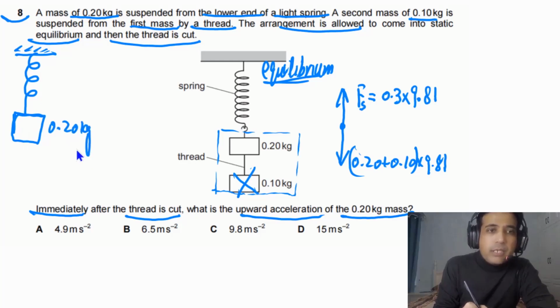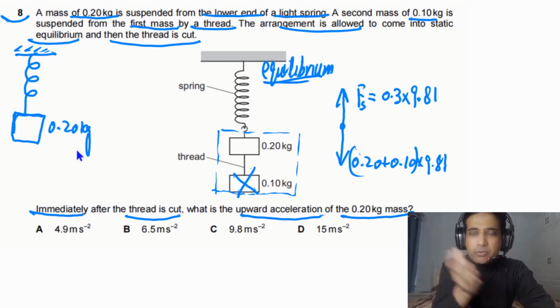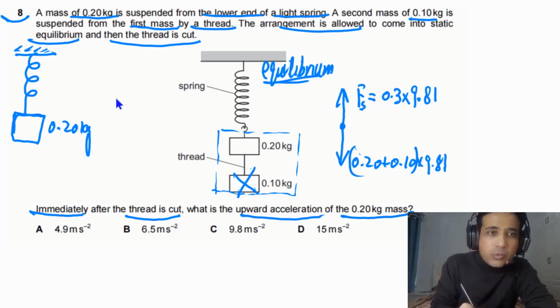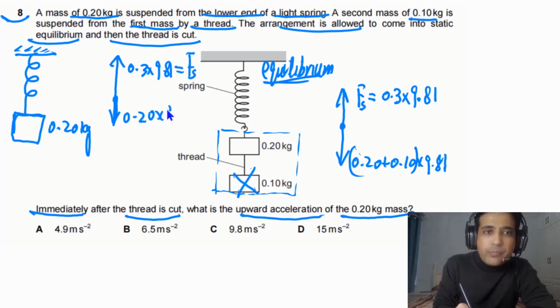Now we need to understand that when we just cut the thread, at that moment, in that very short interval of time, Fs will not decrease. Fs will be equal to this value, meaning its value will not decrease. For a very short period of time, Fs will be equal to 0.3 times 9.81, and this is the value of Fs. And the force acting downwards has decreased, and that force will be equal to 0.20 times 9.81.